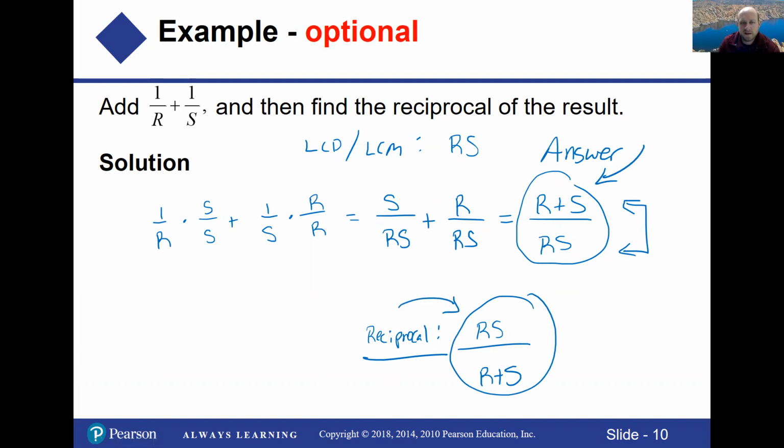And that is all for section 7.4. We're going to continue on with some of this next time in 7.5.